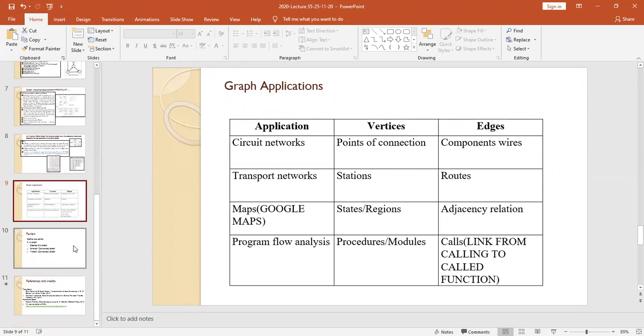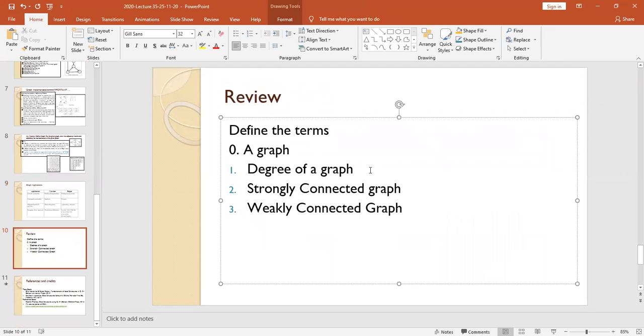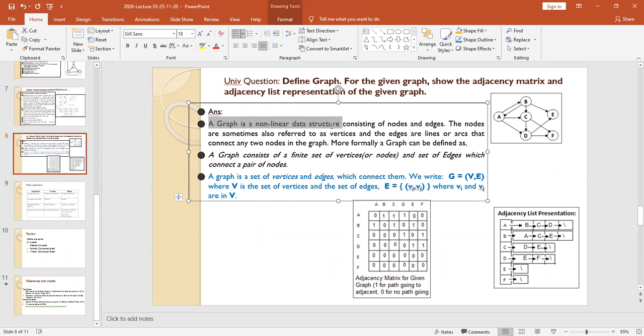Now you come finally to the review. You have to understand what a graph is and the degree of a graph. So what is a graph? It is a non-linear data structure consisting of nodes and edges. Nodes are called vertices and edges are called arcs that connect any two nodes in the graph. It is also defined as a finite set of vertices and a set of edges which connect pairs of nodes. So this is the graph concept.